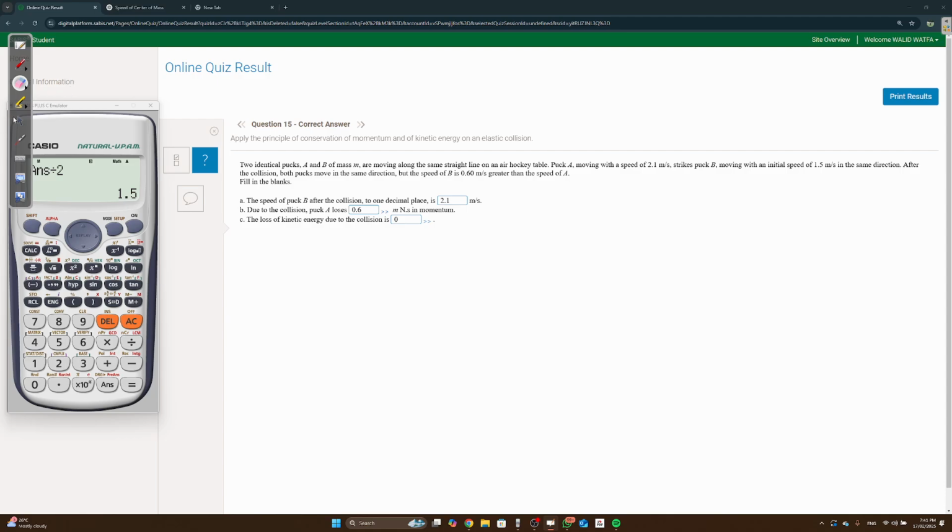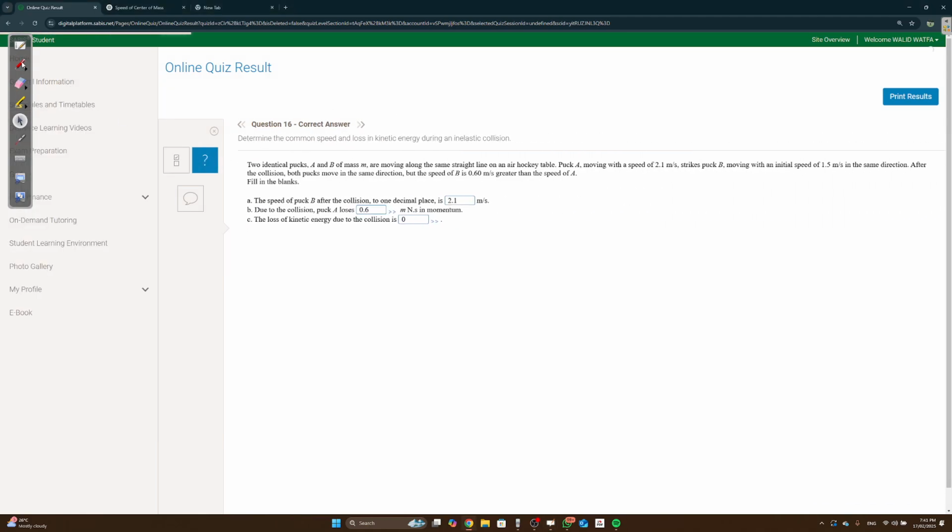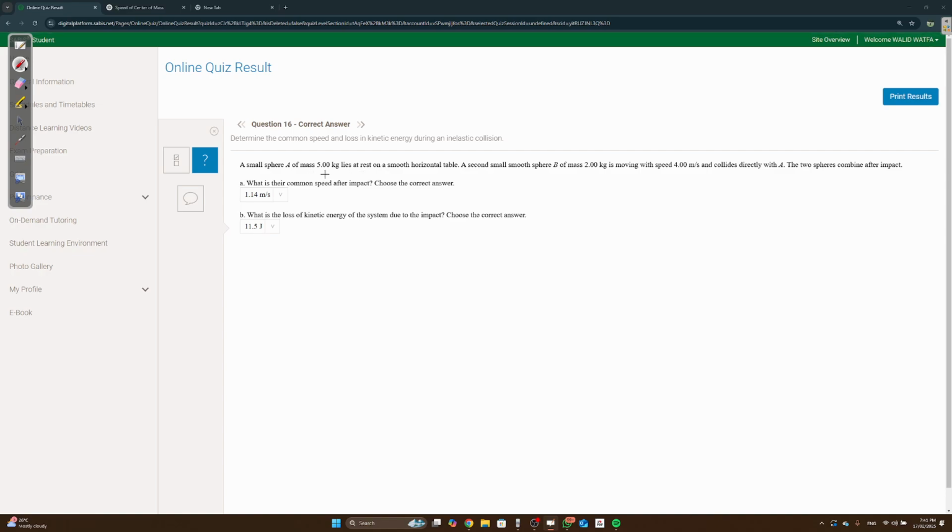Question 16. Two more questions, hopefully they're easy. A small sphere of mass 5 lies at rest on a horizontal table.